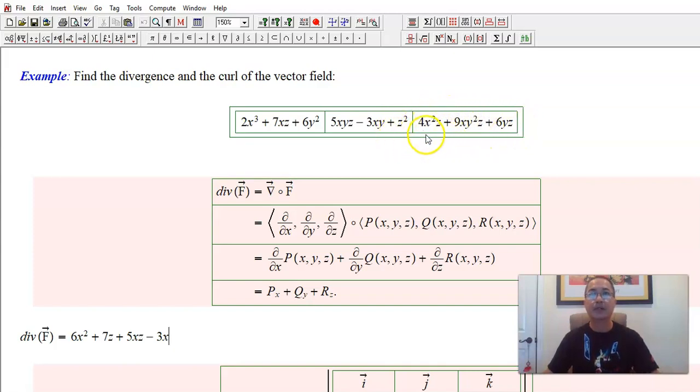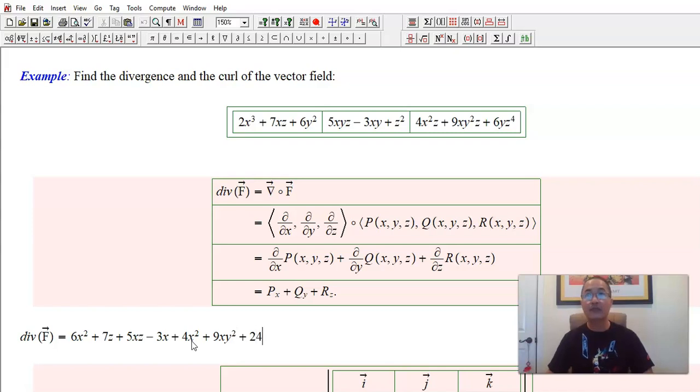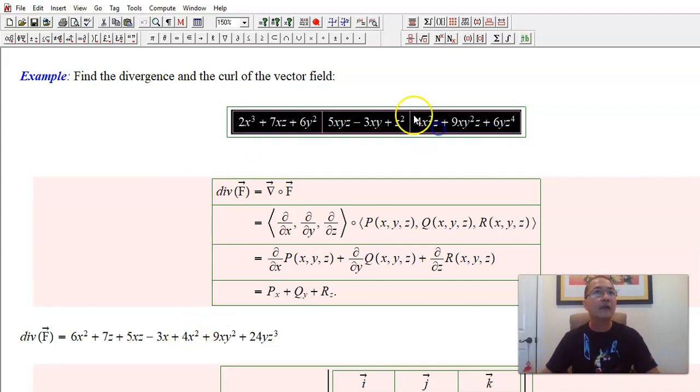Last term. Take the partial of this with respect to z. You know what? They're all single z, so let's make it a little bit fancier. How about z to the 4th power? Okay, so we get 4x squared plus 9xy squared, and then plus 24yz cubed. So there you go. That's our divergence.